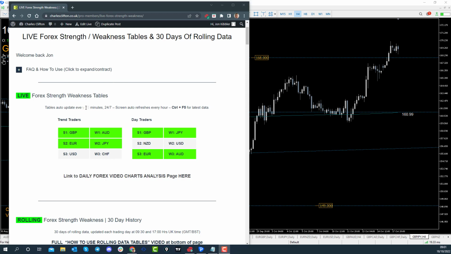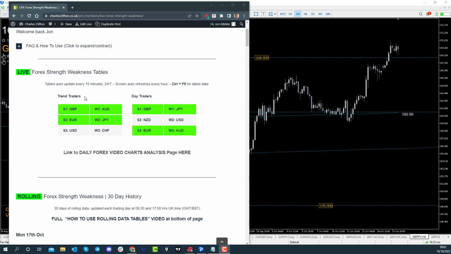Here in front of us we have the live Forex strength and weakness tables. We have two tables to look at: the trend traders table and the day traders table. These are the same studies, just highlighting different time frames. Our trend traders is the higher time frame, our day traders is the lower time frame. You can see here some of the currencies are highlighted in green. Those are the currencies that hold confluence between the two trading time frames.